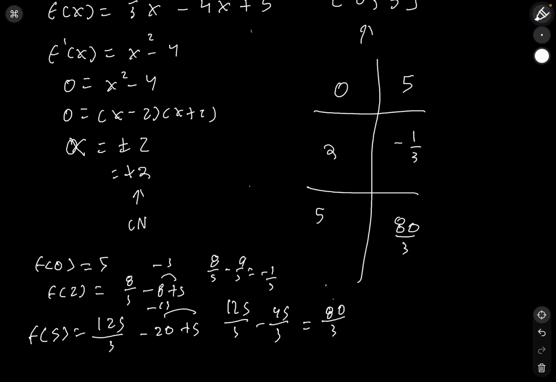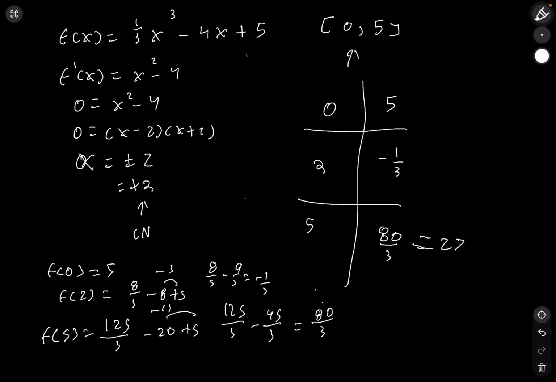Now, if you want to ask me what that value is, it's roughly around 26, 27 really, if you round it up. So now we know that on the graph of f of x, and on this domain specifically, 27 is the absolute maximum, and that negative 1/3 is the absolute minimum.